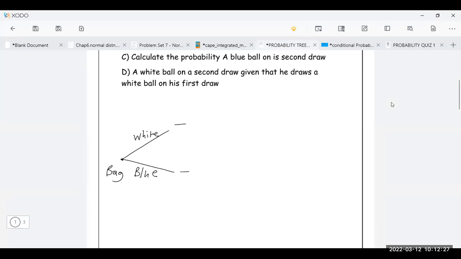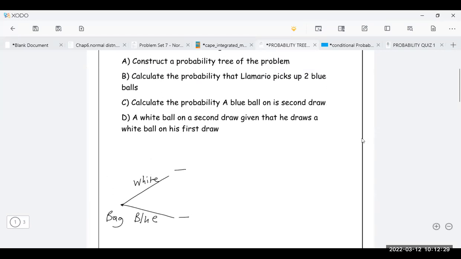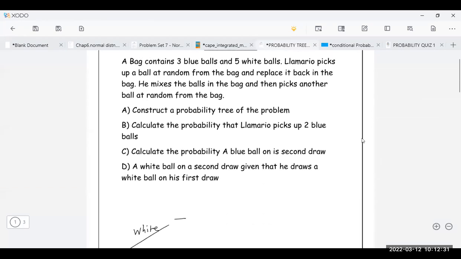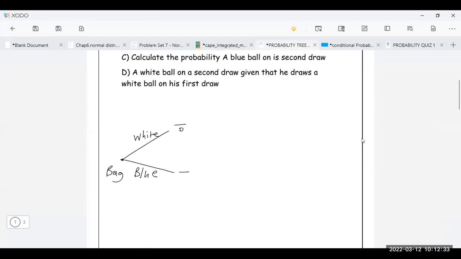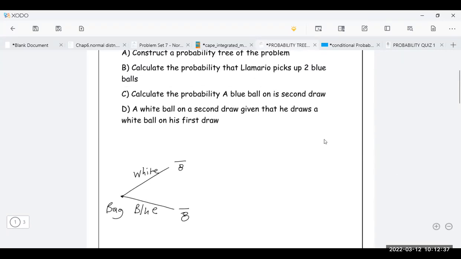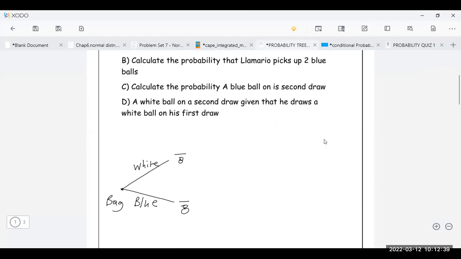Now, the total balls in the bag, once you add them, the 3 and the 5 give us 8. So the chance of getting a white ball is 5 out of 8, and the chance of getting a blue ball is 3 out of 8. So that's what we call the first draw. So on the first draw, that is what can happen. Cool? That makes sense? Yes, sir.